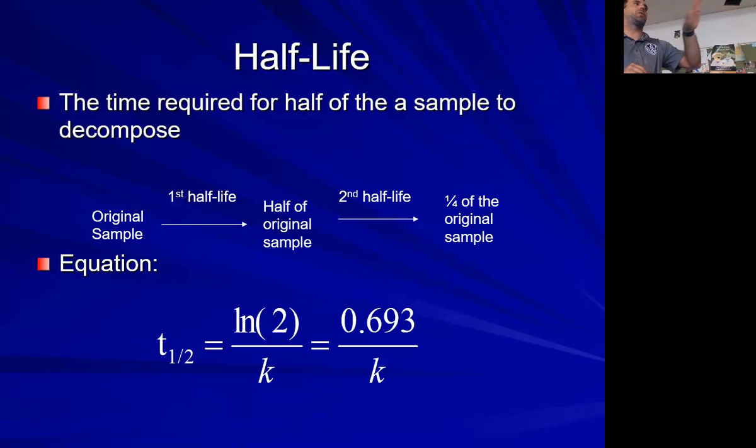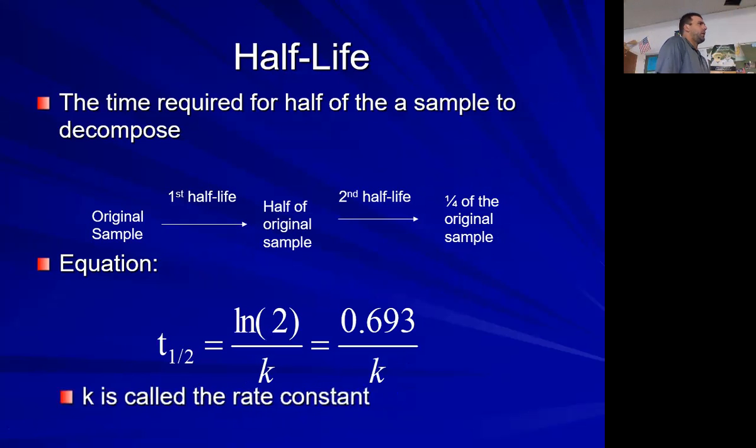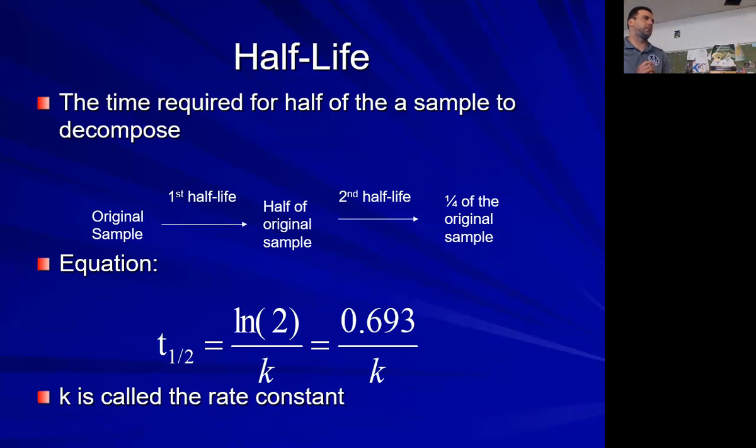Now there's two different ways. If you put ln2 in the calculator, guess what you're going to get? 0.693. ln2 is 0.693. k is called the rate constant. We're going to use the half-life equation with our other equation all the time. The rate constant is either given or you're going to find it via the other equation. So typically you're going to have either t1/2 or k.